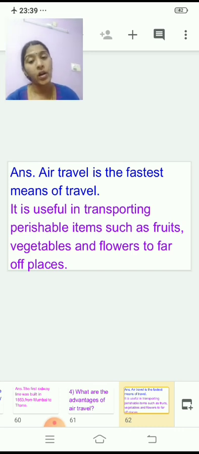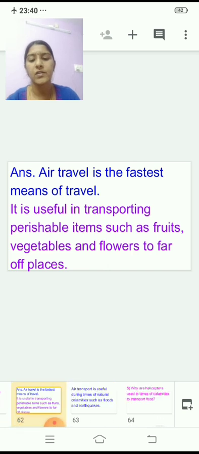The second one: it is useful in transporting perishable items. Perishable means such as fruits, vegetables, flowers, those things which get spoiled easily. Those things we can send using air travel, so they can reach the destination very fast, right? So it is useful in transporting perishable items such as fruits, vegetables and flowers to far off places. It is fast and can reach the destination very fast.